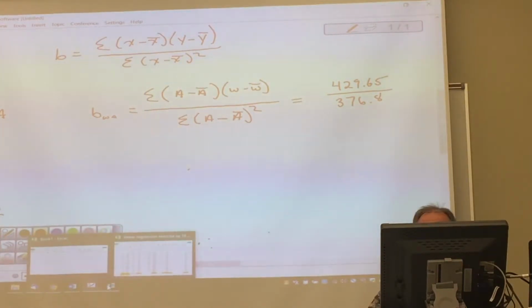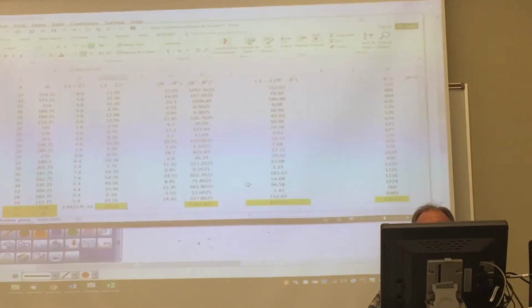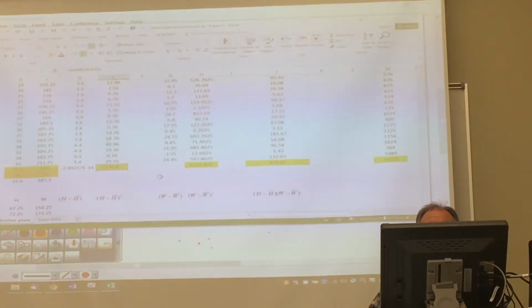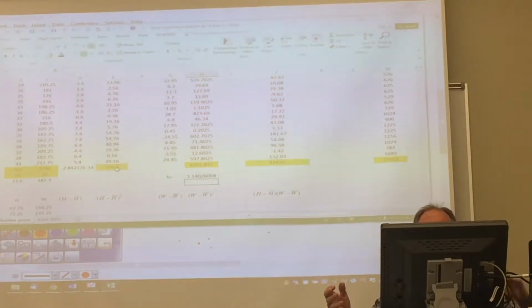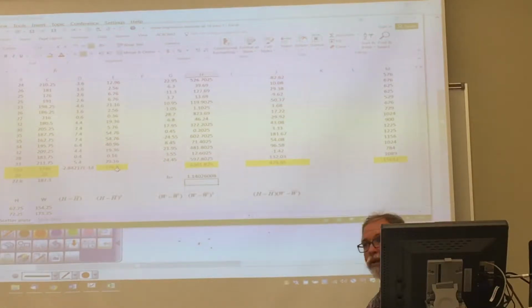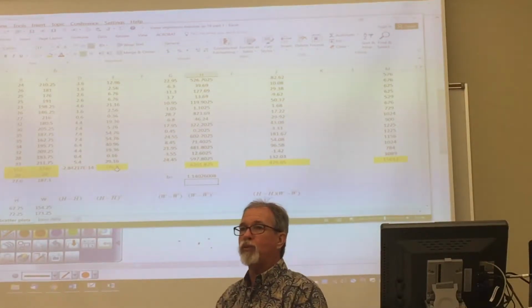So that's all that formula does. Now I'm going to use Excel to calculate that. So I'm going to come down here and I'm going to say my B is equal to 429 divided by 376. I just clicked on the two boxes, which gives me 1.14. So what does that 1.14 mean?